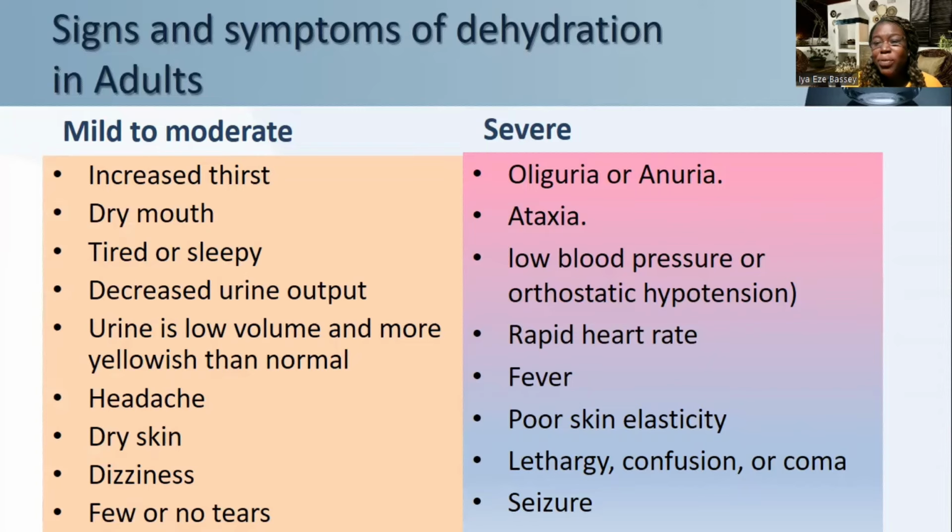But for the severe one, you could actually see no urine produced at all. And the person walks as if he's drunk, that is ataxia. You may have low blood pressure when you stand up suddenly, which is called orthostatic hypotension. Your heartbeat is very rapid, tachycardia. And then you could have fever also. Then poor skin elasticity: apart from being cold and clammy, when you raise the skin up, it doesn't go back down again. The person could be weak, confused, could fall into a coma. They could even have seizures that look like epilepsy.